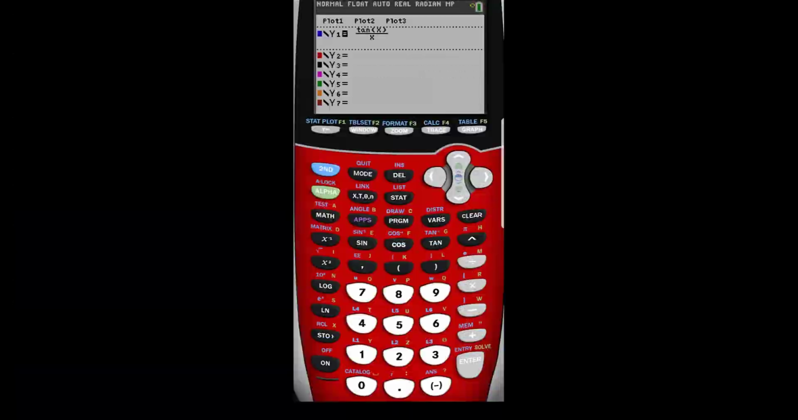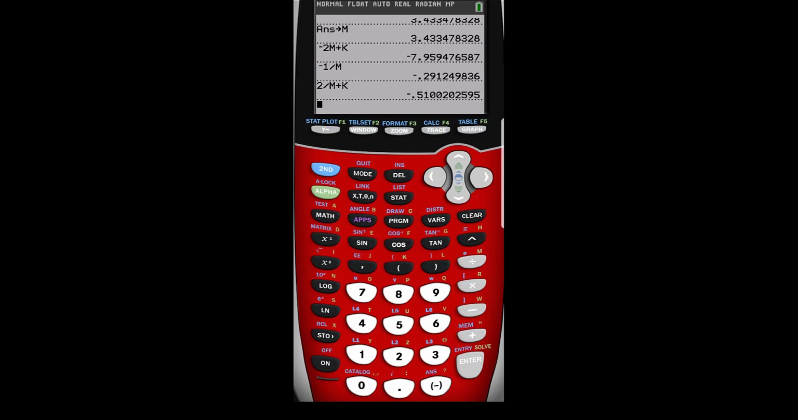So I go into here. I'm going to turn off this function and type in x squared times cosine of x. And that's going to be my y2. And then what I need to do is determine f of 3. So I can actually do y2 of 3. And I get negative 8.9. And so I'm going to store this as k.